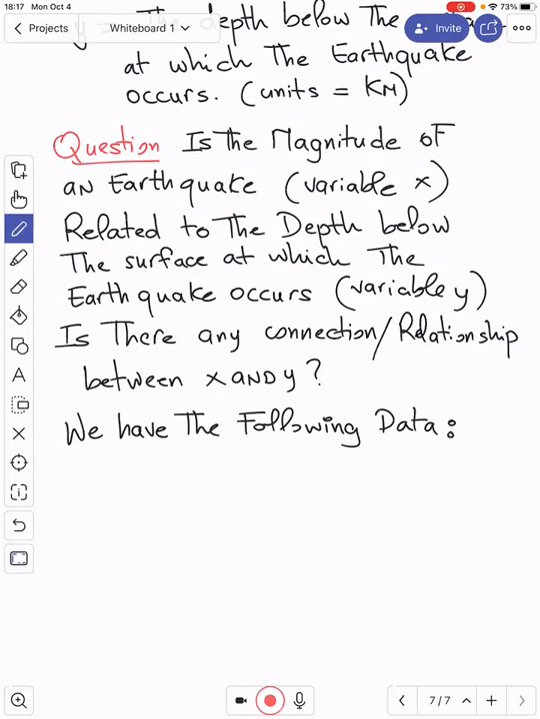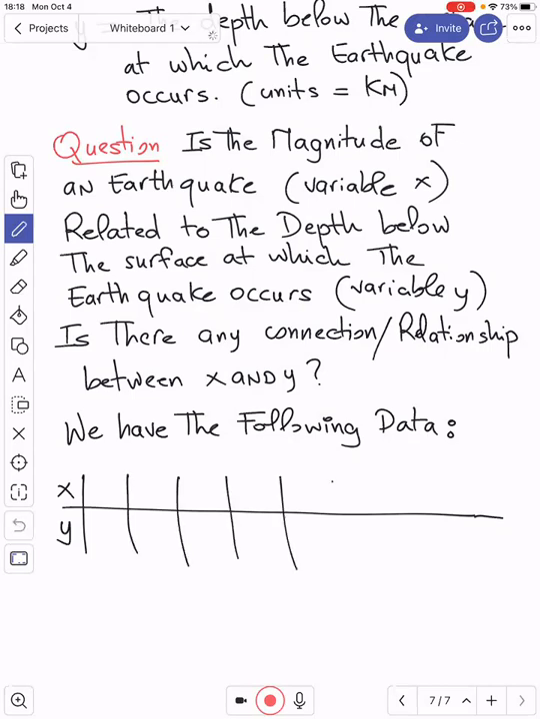Okay, so we're gonna have a table with the values of X. In the first row, we're gonna have the values of X, and in the second row, the values of Y. So how many values do we have? Let's say 7 values. So X: 1, 2, 3, 4, 5, 6, and then 7. All right.